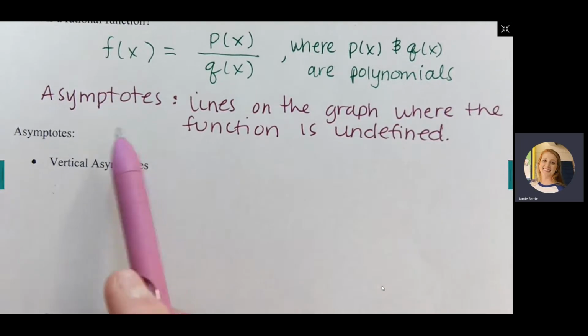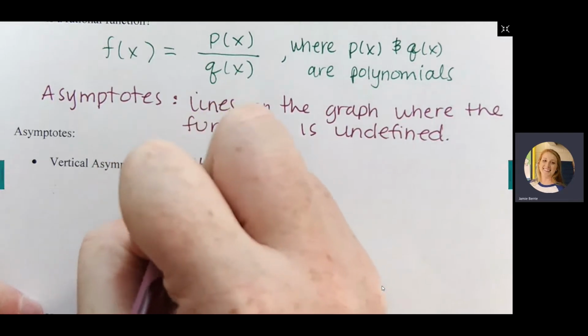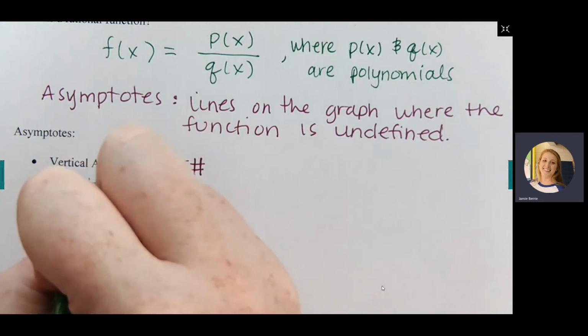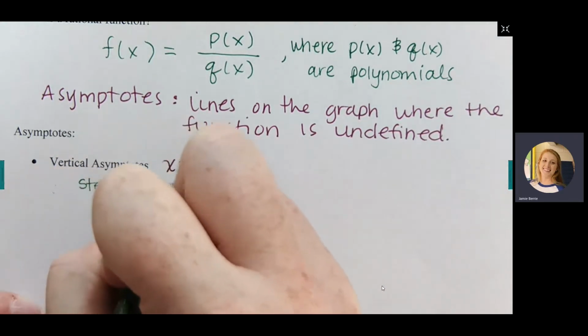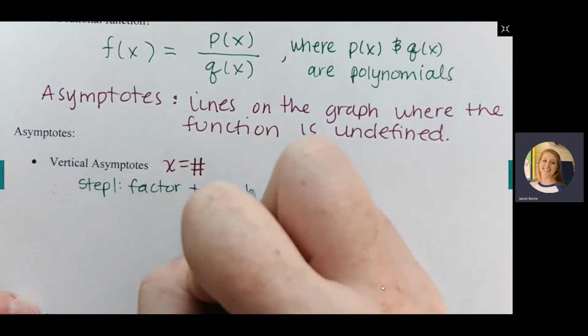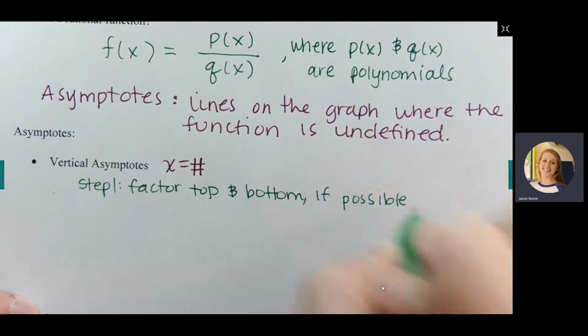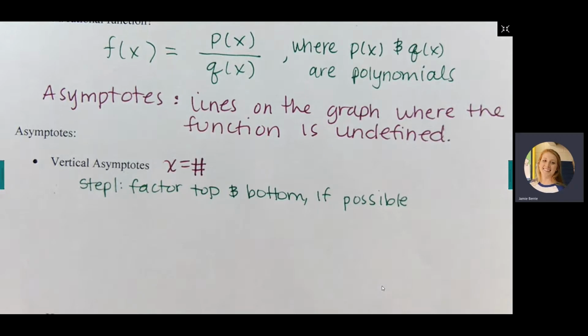All right, so let's talk about vertical asymptotes real quick. These are vertical lines. They always have the form x equals some number. All right, and then to find vertical asymptotes, here's your step-by-step guide. Step 1 is to factor top and bottom, if possible. Vertical asymptotes are the only type of asymptotes that you'll have to factor for. Everything else you don't have to worry about factoring.